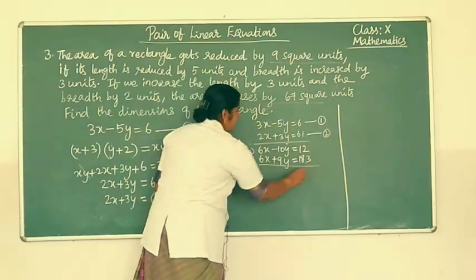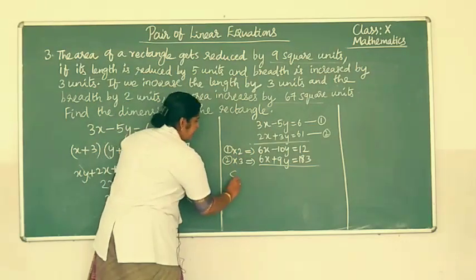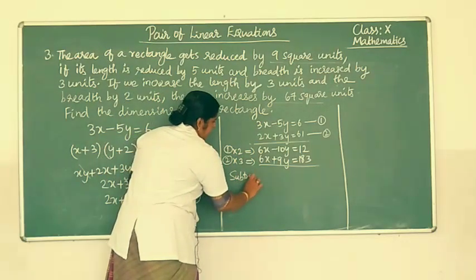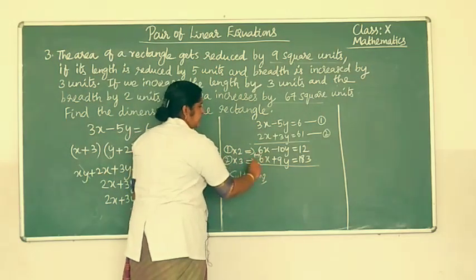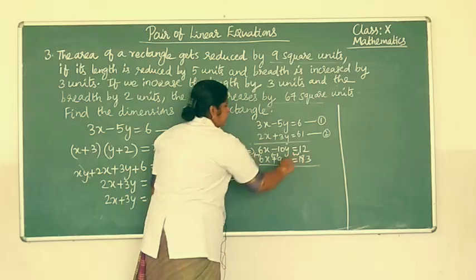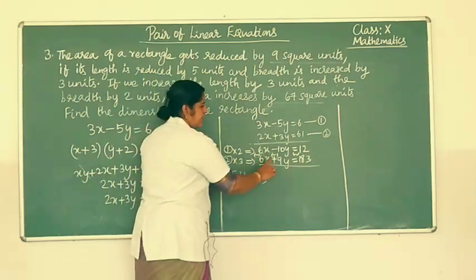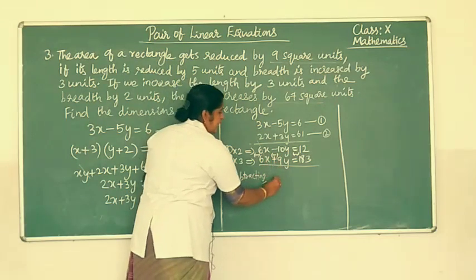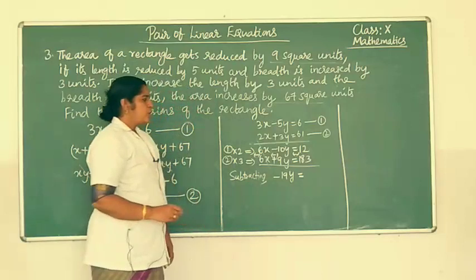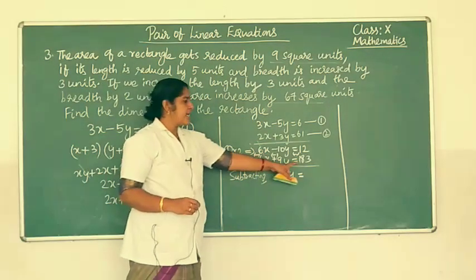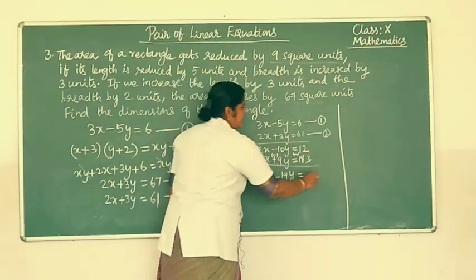So now we can easily eliminate x. You see the sign of x here, both are the same sign. So we can do subtraction. Subtracting, what happens? Change the sign of the second equation: minus here, minus here, and minus here also. So x can be easily eliminated. The remaining is minus 10 minus 9, that is minus 19y equal to 12 minus 183. Here you want to subtract. What is 12 minus 183?